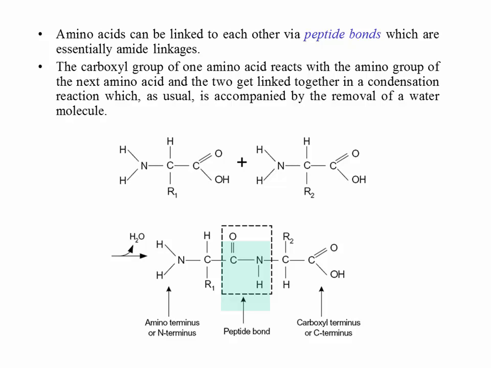Now the important thing: amino acids can be linked to each other via what are called peptide bonds, which are essentially amide linkages. If you look at this picture, on the left you have an amino acid with side chain R1. On the right you have an amino acid with side chain R2. The carboxyl group of the amino acid on the left is going to react with the amino group of the amino acid on the right. A molecule of water is going to get eliminated. You can see in the center you do have H, H, then OOH. A molecule of water gets eliminated, and you have this linkage right in the middle, which is called a peptide bond.